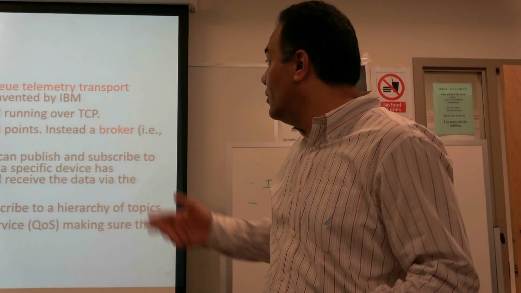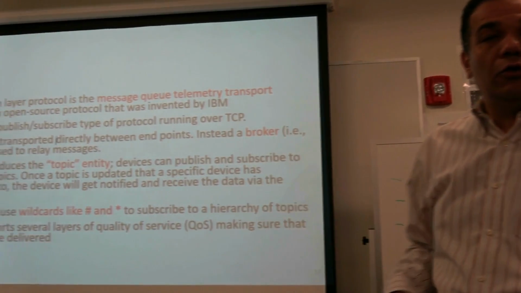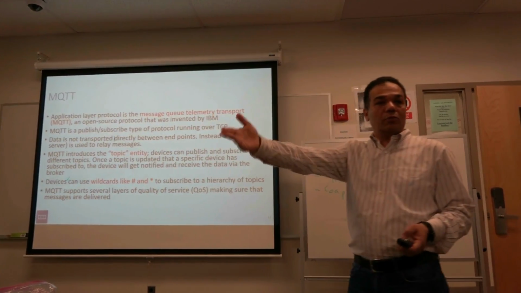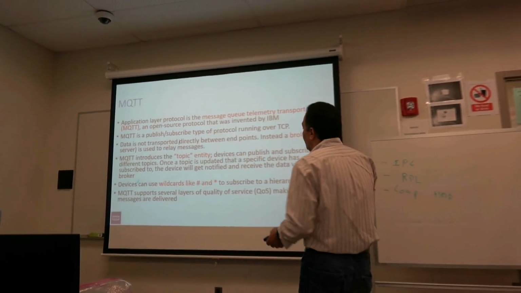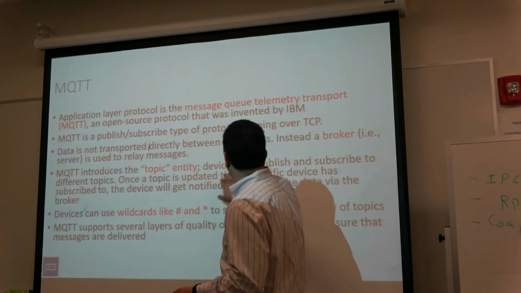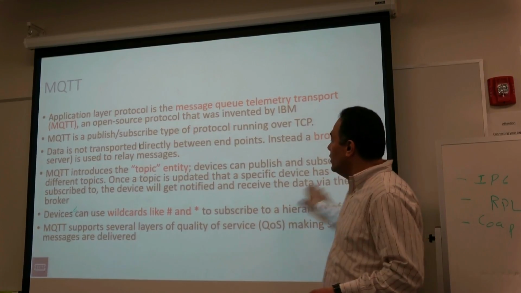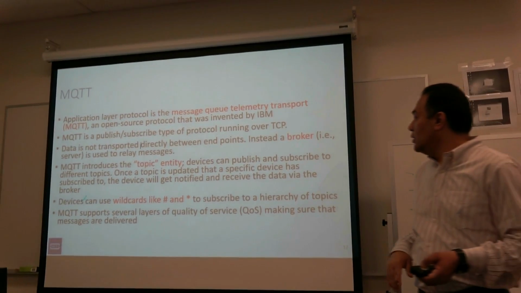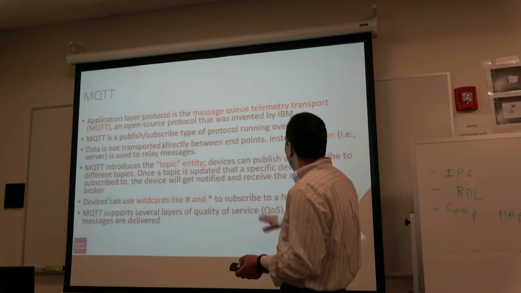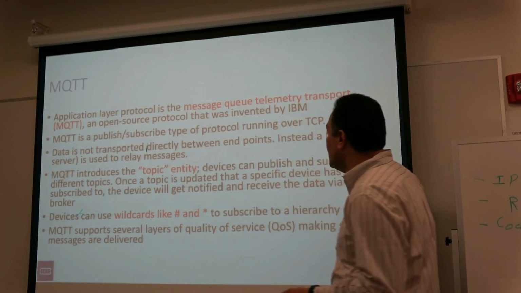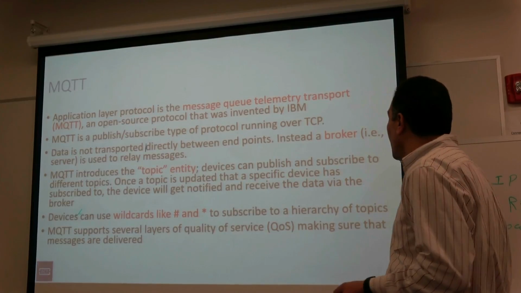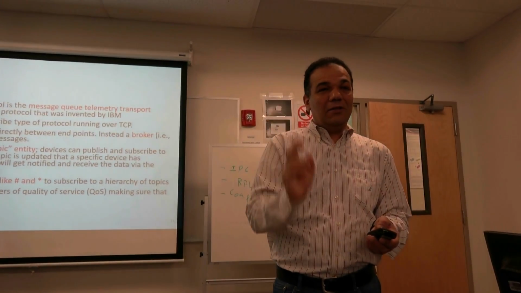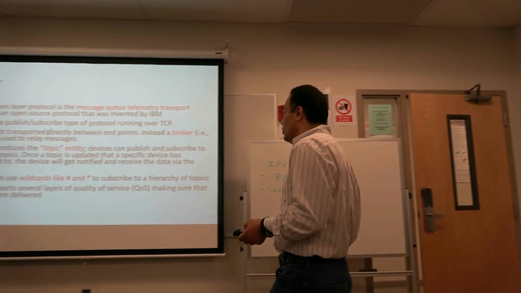So you have to subscribe to it, and then publish to it. If you need to send a message, you publish it to that broker, and clients need to subscribe to it. So it introduces the topic entity, so devices can publish and subscribe to different topics. Once the topic is updated, a device that has subscribed to it will get notified and receive the data. So whenever you need to send a message, you don't send it directly to the node, you send it to an entity, and the subscriber can pull it from there.